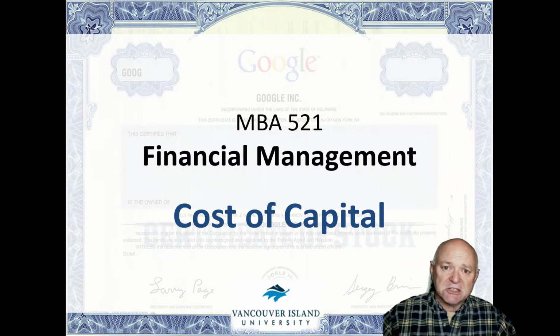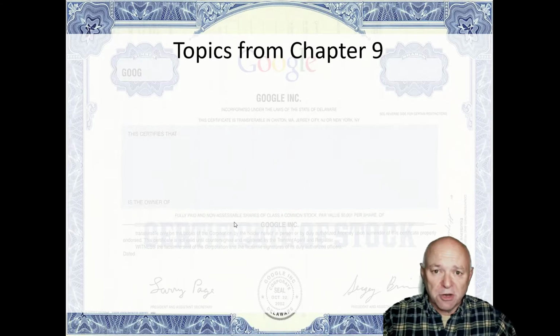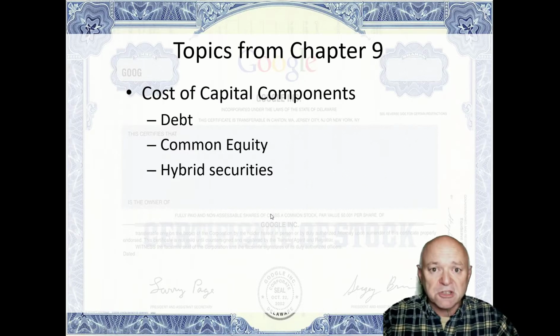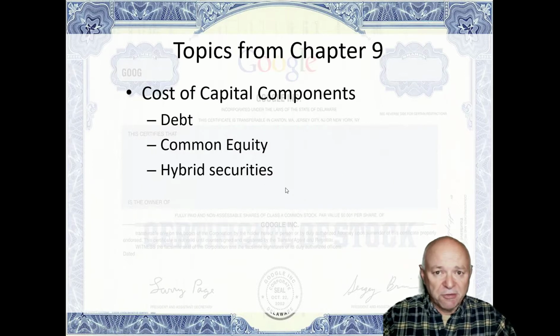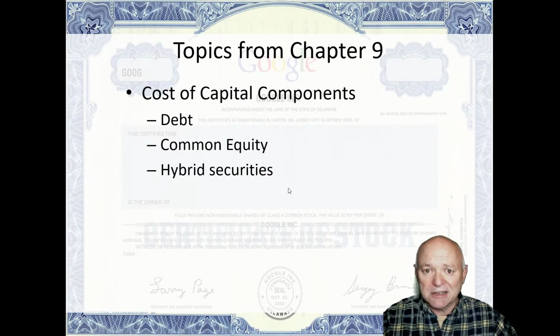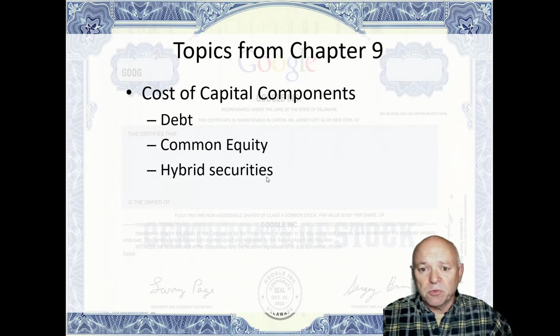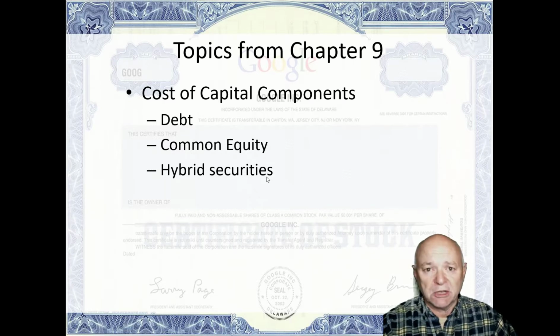Today's session, and the video that follows as well, are based on Chapter 9 from our course textbook. And in this session, we're going to take a look at the first of the two major topics, the cost of capital components, the different elements of capital: debt, equity, and a variety of hybrid securities. And we'll take a look at the required rate of return to each of these individually.